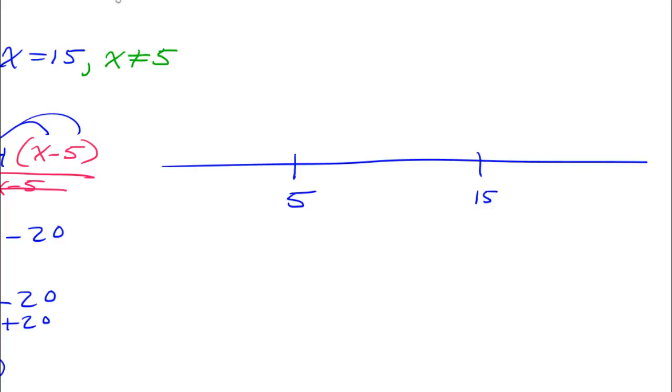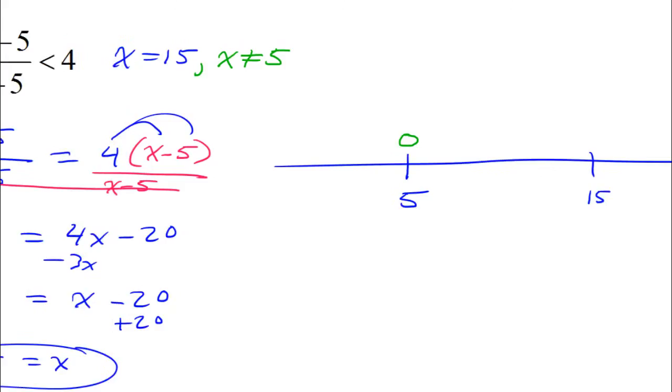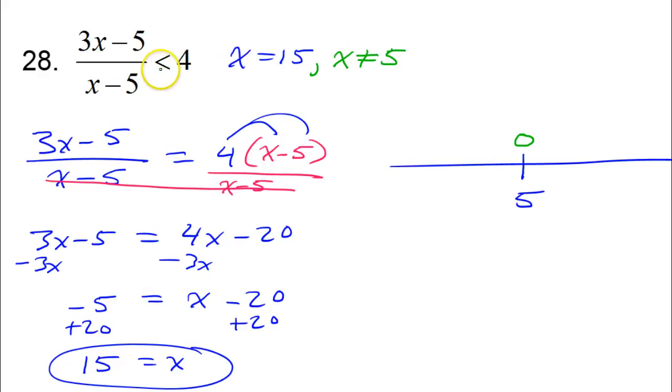Excluded values are always open circles every single time. Now the solutions to the equation are sometimes open and sometimes closed. Since it is just less than instead of less than or equal to, this will be an open circle.